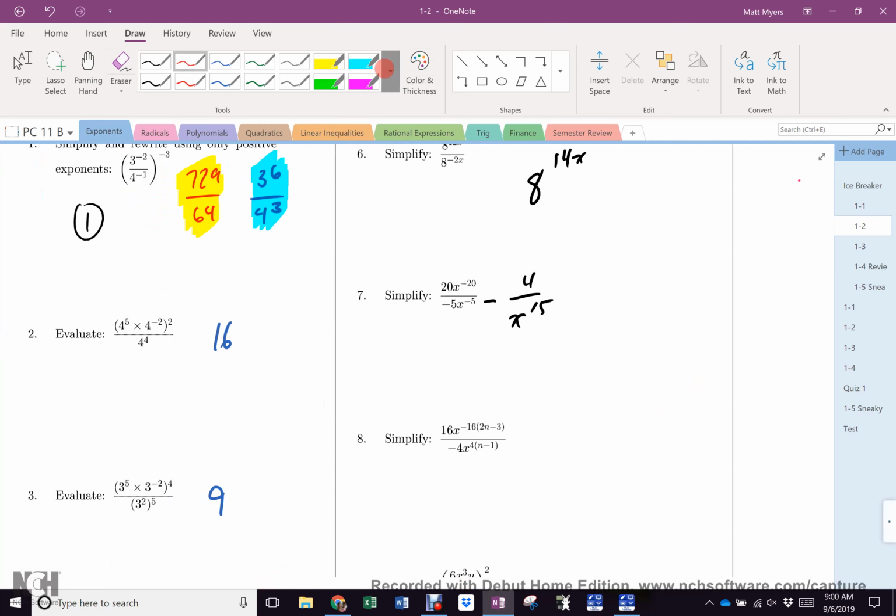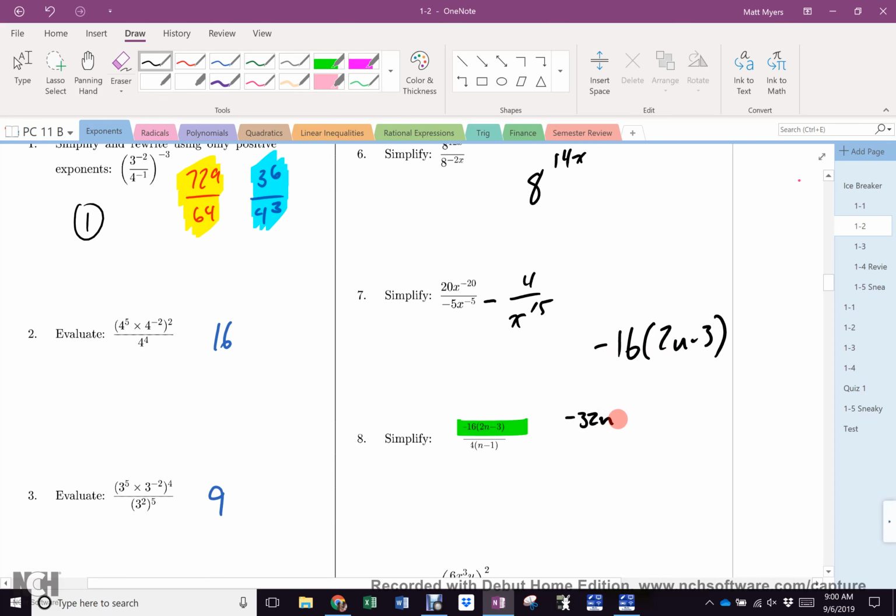So if none of this was here, what would you do with that? You would think back to grade 10. If it was grade 10 or grade 9 and I gave you negative 16 times 2n minus 3, what would you do? You would distribute, right? So this becomes negative 32n plus 48, right? But it is an exponent, right? Now, that exponent... does it apply to the 16 or to the x?